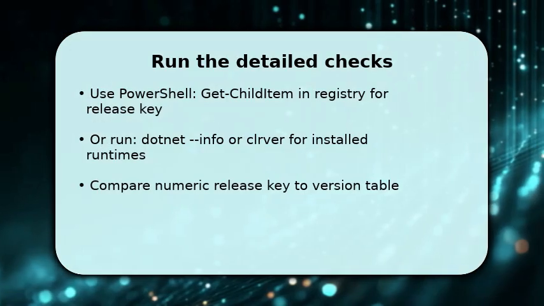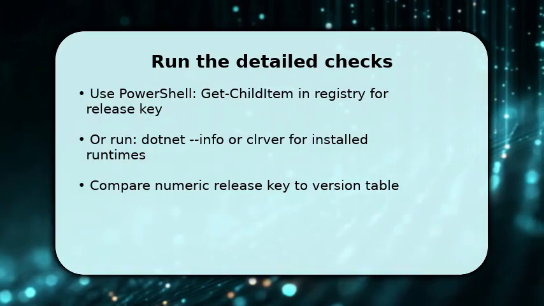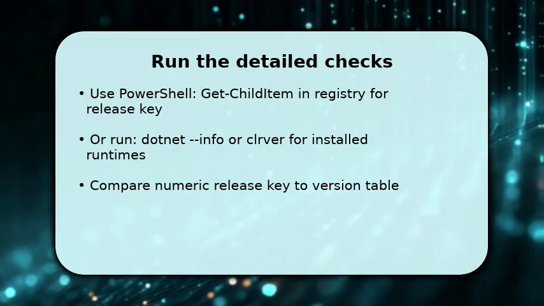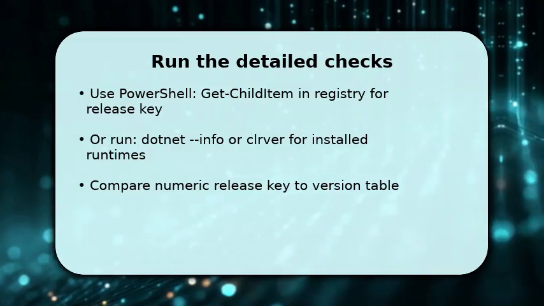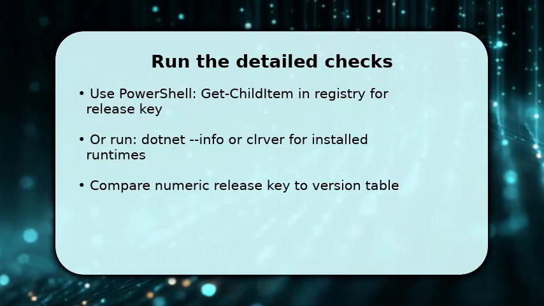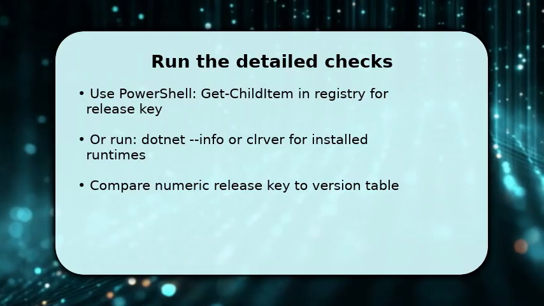In PowerShell, query the registry. Navigate to HKLM/SOFTWARE/Microsoft/NET Framework Setup/NDP and read the release key. This maps to a version number. Alternatively, run dotnet --info or clrver to list installed runtimes.